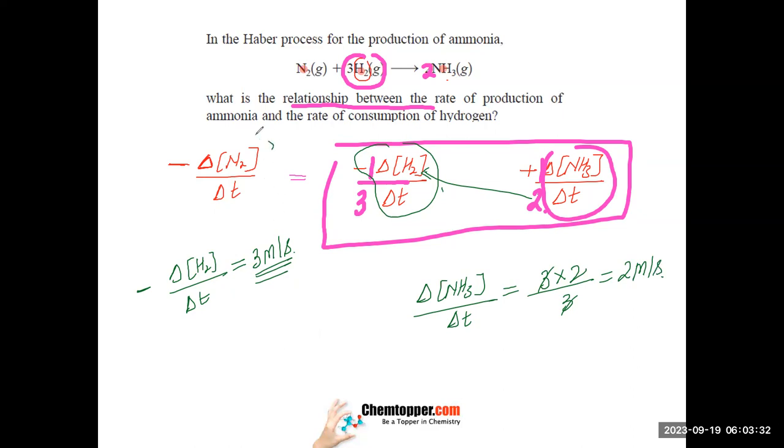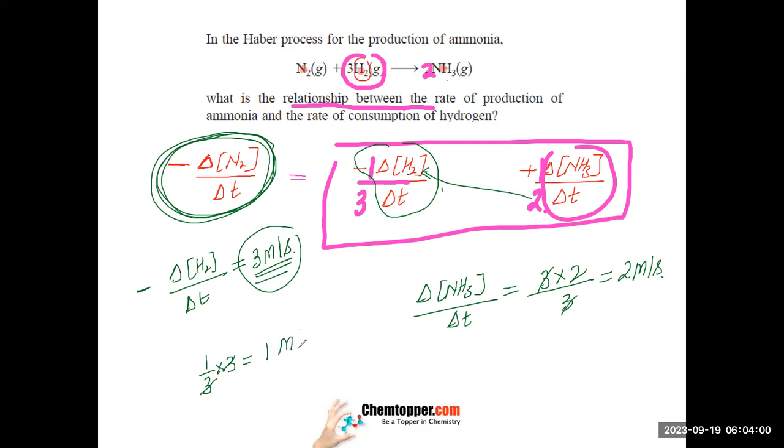Can you work out the rate of disappearance of N2? Yes, rate of disappearance of N2 will be 1/3 of the rate of disappearance of H2. So it will be 1 by 3 times 3. Can you see the value is still positive? I'm not writing negative there. So with the rates value, ignore minus. That is already compensated in the calculation part.